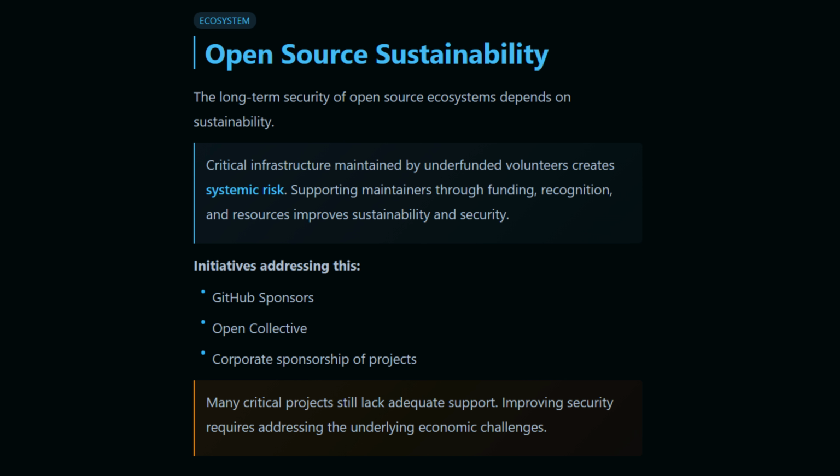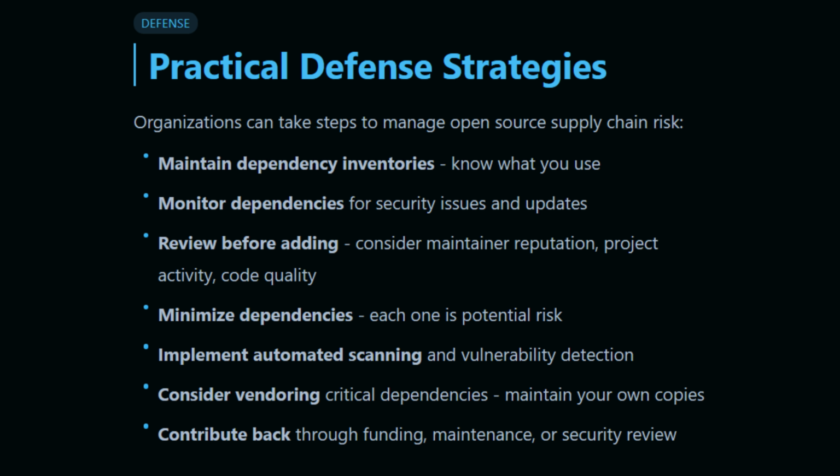The long-term security of open source ecosystems depends on sustainability. Various initiatives attempt to address this. GitHub Sponsors, Open Collective, corporate sponsorship of projects, but many critical projects still lack adequate support. Organizations can take steps to manage open source supply chain risk.